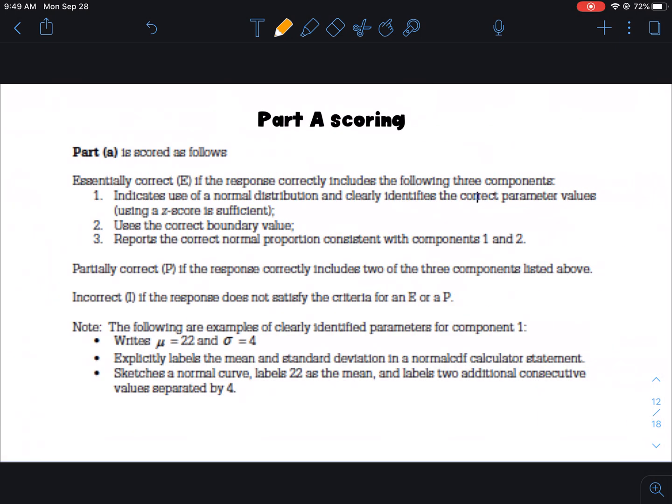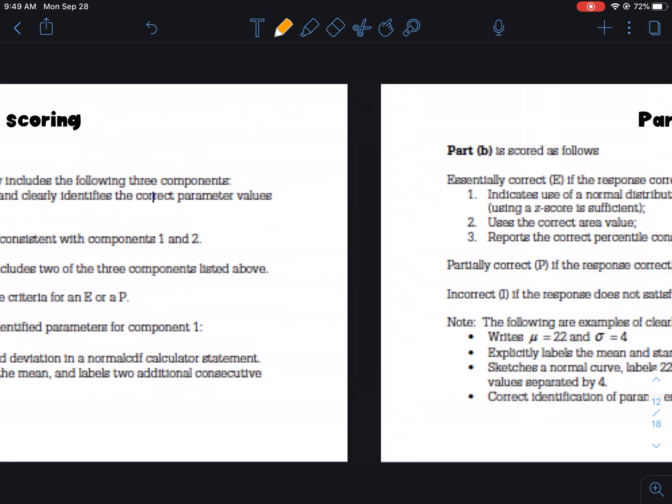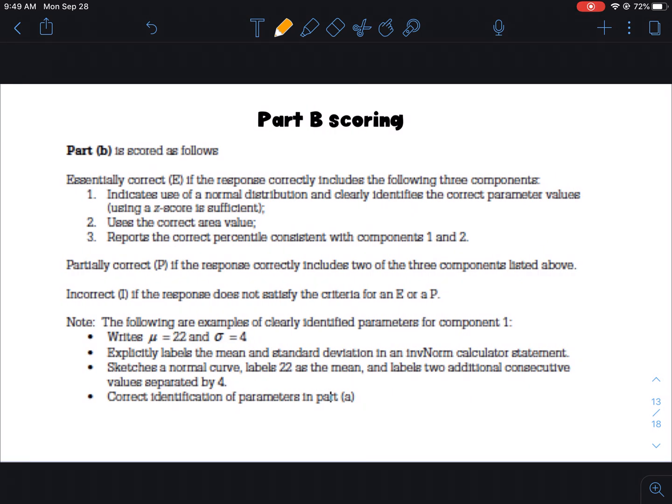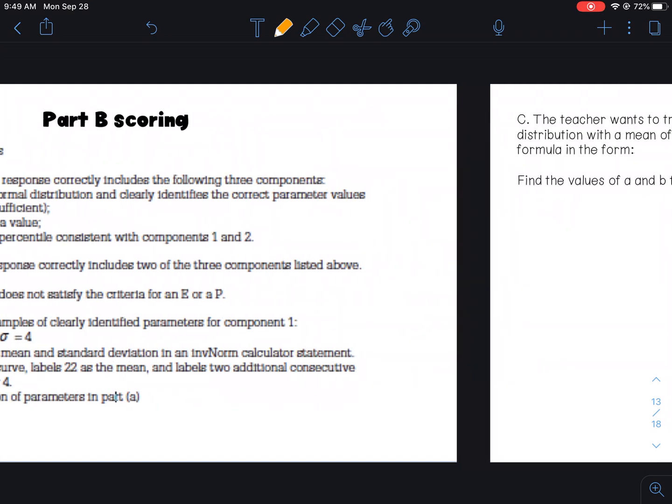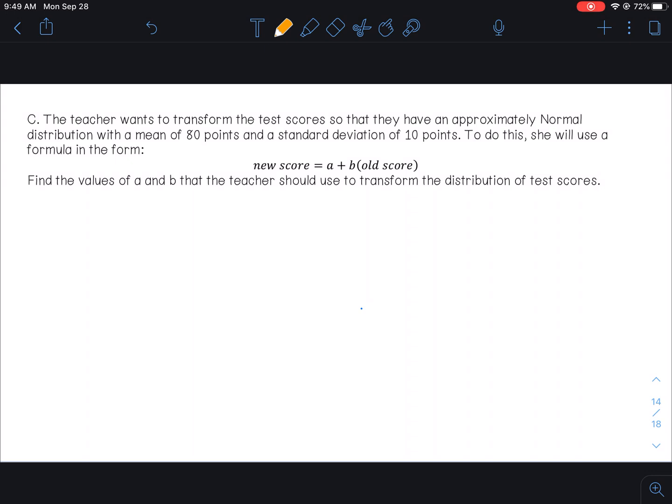Now, you can pause this and look at the scoring for part A if you want to make sure we got everything correct, or if you got everything correct after you've already done it. And you can do the same thing for part B. You can pause it and look at it. We're going to do part C. There was a part D, but I got rid of it.